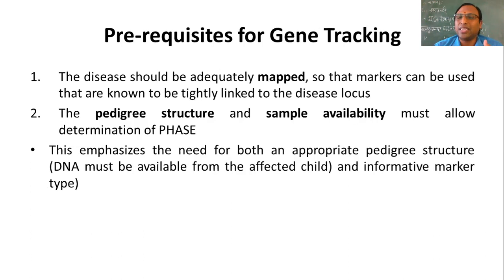So that is called a pedigree structure, and sample availability must allow determination of the phase. It actually gives us a good result, saying whether the particular baby is affected or not. This emphasizes the need for both an appropriate pedigree structure and an informative marker type. The DNA must be available from the affected child also, so that you can analyze whether the mother is silent or the father is silent. From that, who is giving that particular disease, no one knows.